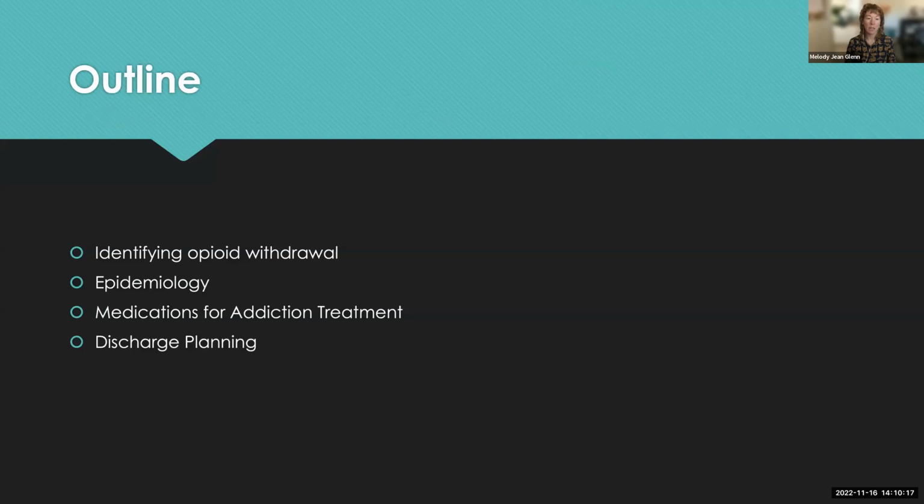So today we'll be talking about treating opioid use disorder in the emergency department and in the hospital setting. We'll start with how to identify opioid withdrawal. It's something that we see all the time, but maybe we're not as familiar with the scoring systems used for it, the epidemiology of opioid use disorder, medications that we can use to treat it very effectively, making our patients' lives and ours much easier, and discharge planning.